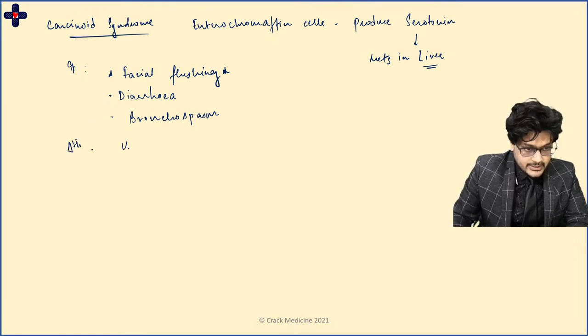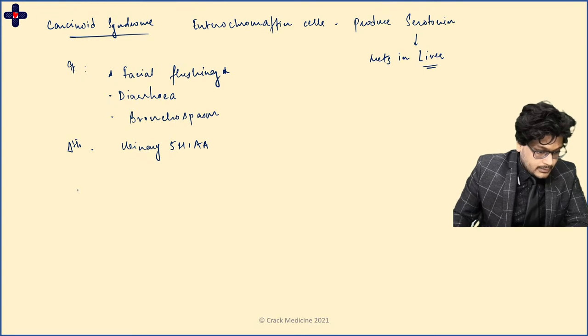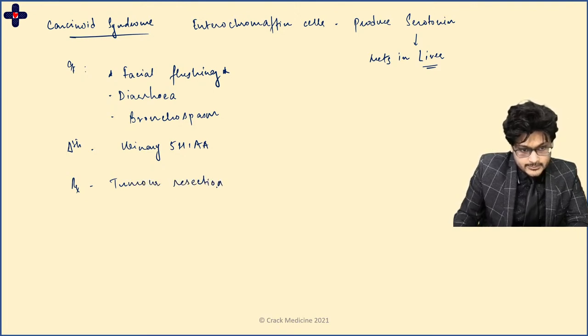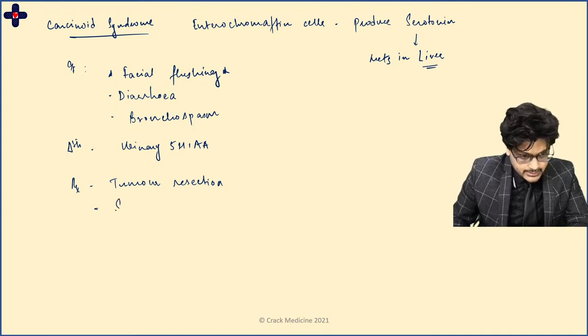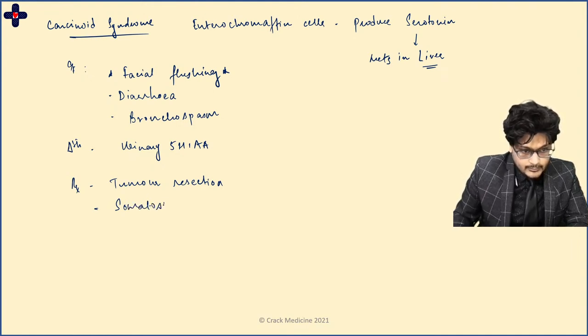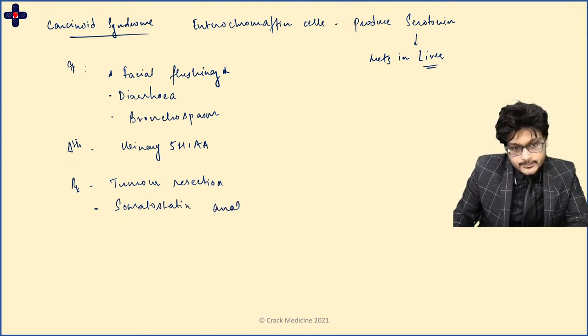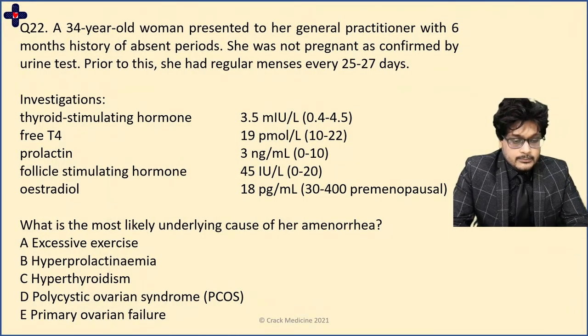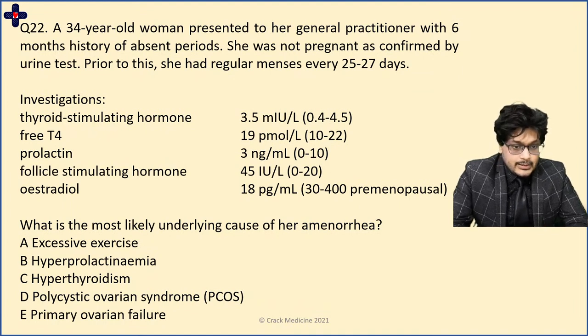Okay. Diagnosis will be urinary 5-HIAA. And treatment, you have to find out the tumor and resect it. For control of other symptoms, you can have somatostatin analogs such as octreotide. Okay. All right. That's pretty much about it. So let's get to the next one.